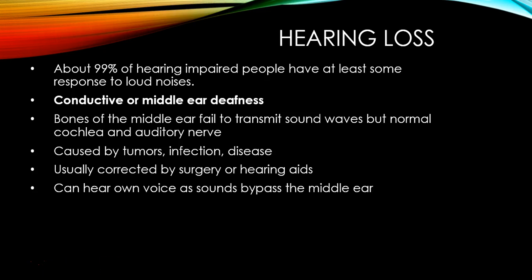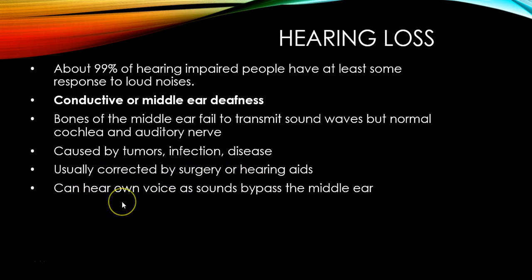Hearing loss: about 99% of hearing impaired people have at least some response to very loud noises. There are different types of hearing loss. We have conductive or middle ear hearing loss, and this can be caused when the bones of the middle ear are unable to transmit sound waves, but these individuals have a normal cochlea and auditory nerve. So this can be caused by tumors or infections or disease in that middle ear area, and so it stops that transmission of the sound waves from the outer ear to the inner ear. This can usually either be corrected by surgery or with hearing aids.